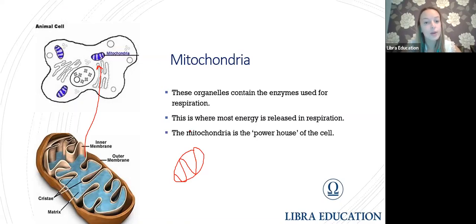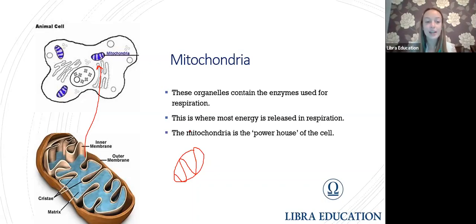So what actually are the mitochondria? These organelles contain the enzymes that we use for respiration. And obviously we know how important respiration is. It is essential for living organisms. So this is where most energy is released in respiration. It's really all centered predominantly in the mitochondria, not completely, but predominantly.